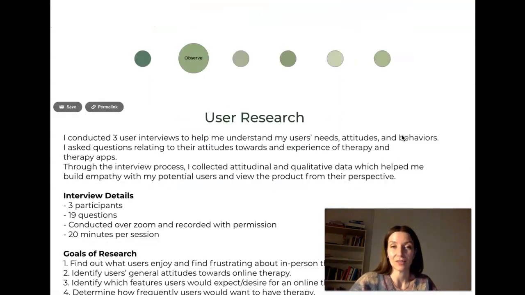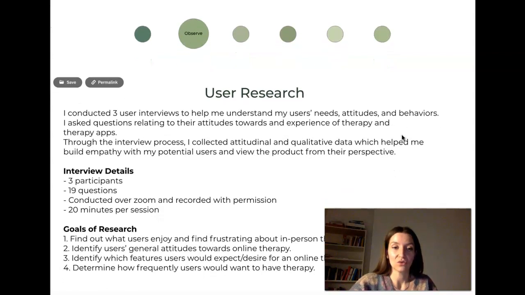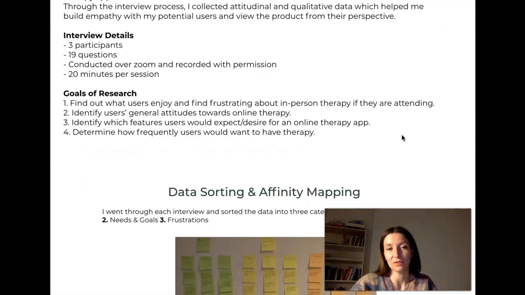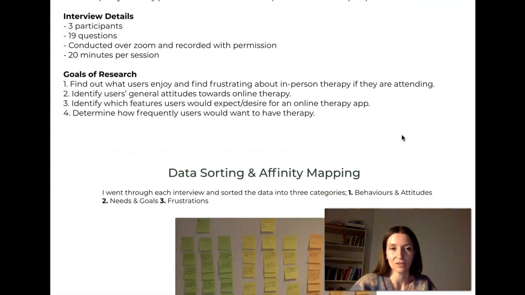And then we go on to the second stage of the design process, which is observe. The first stage of this was user research, so I needed to conduct actual research with real users so that I could understand their attitudes, behaviours and needs, so that I could create a relevant and applicable product. So here are some details of the interview details, and then the goals of the research, essentially 19 questions so that I could understand and identify different features, attitudes, frustrations within the user experience.